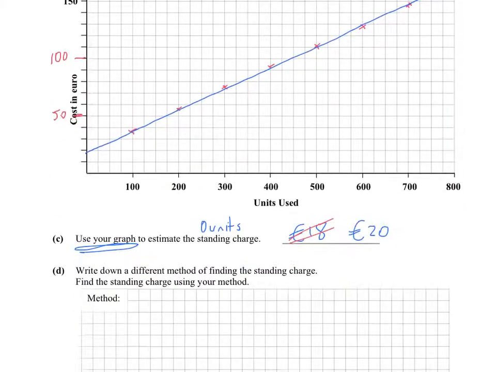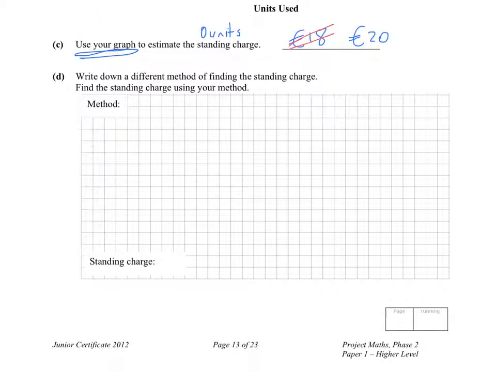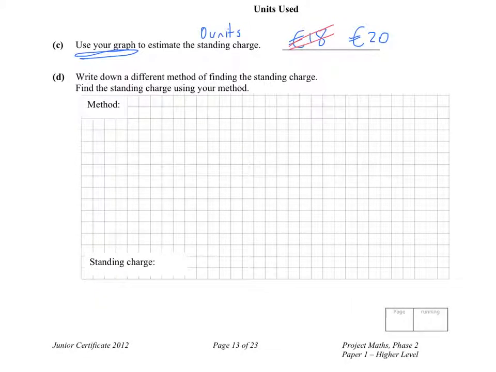Moving on to part D, we're now asked to write down a different method for finding the standing charge. So basically what they want you to do is do it through a numerical process, so looking at the numbers and coming up with a formula, I suppose. Well, actually, not a formula yet. All they're wanting you to do is find out the standing charge.